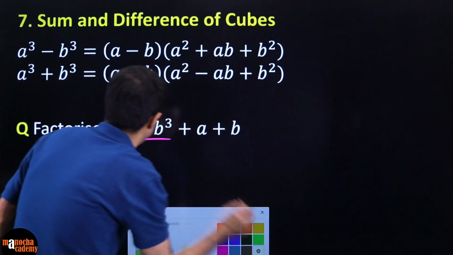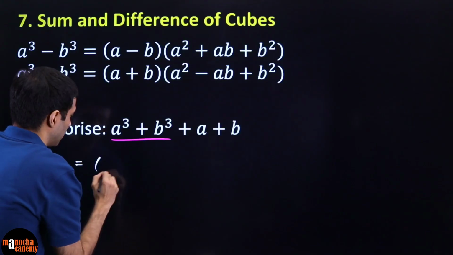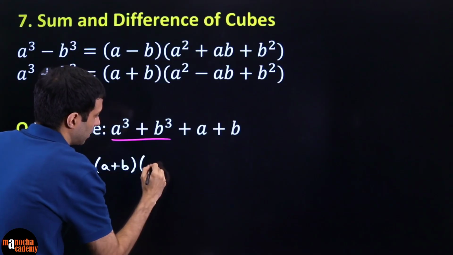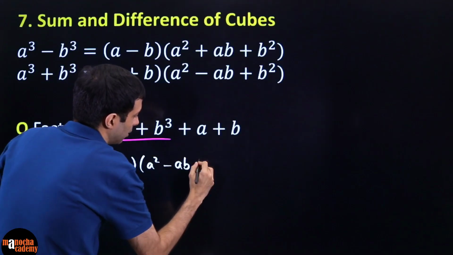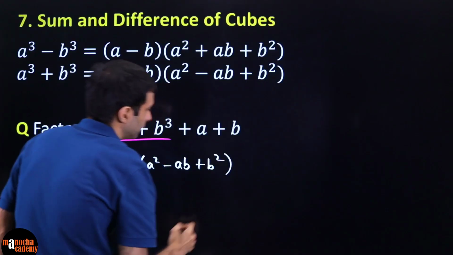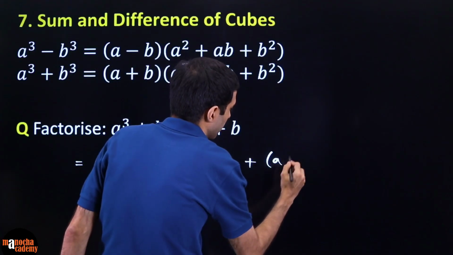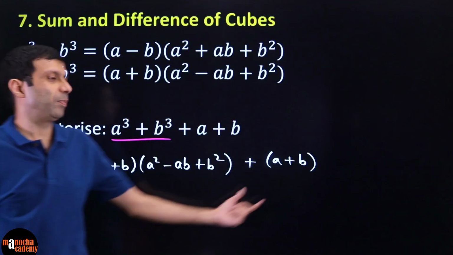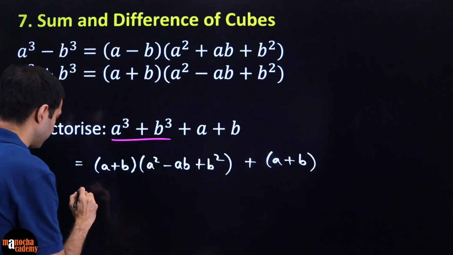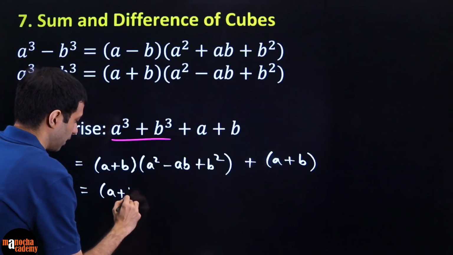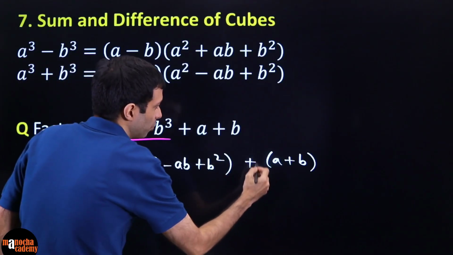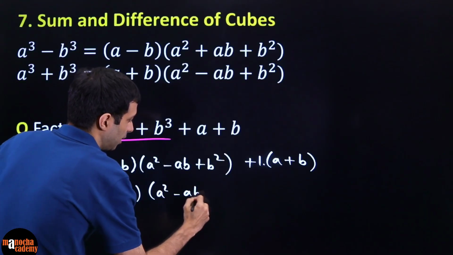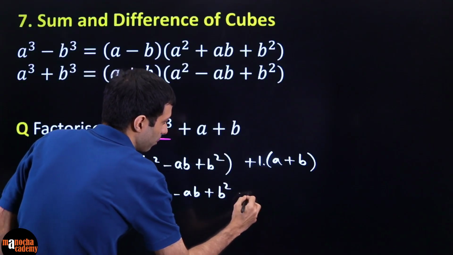So what is a cube plus b cube? It is nothing but a plus b times a square minus ab plus b square, and then there is another plus a plus b. So what you can see, a plus b is common. So now we can take that. So this is nothing but a plus b, and this a plus b means 1 times a plus b. So this becomes a square minus ab plus b square plus 1.